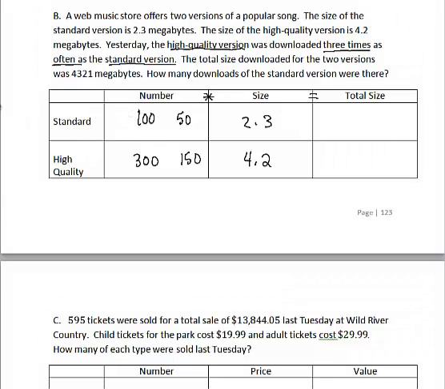So if I know how many standard versions were downloaded, then I can calculate the high quality, and that should tip you off as to what the variable is supposed to represent. If we say x is the number of standard versions downloaded, then I could place x right here.